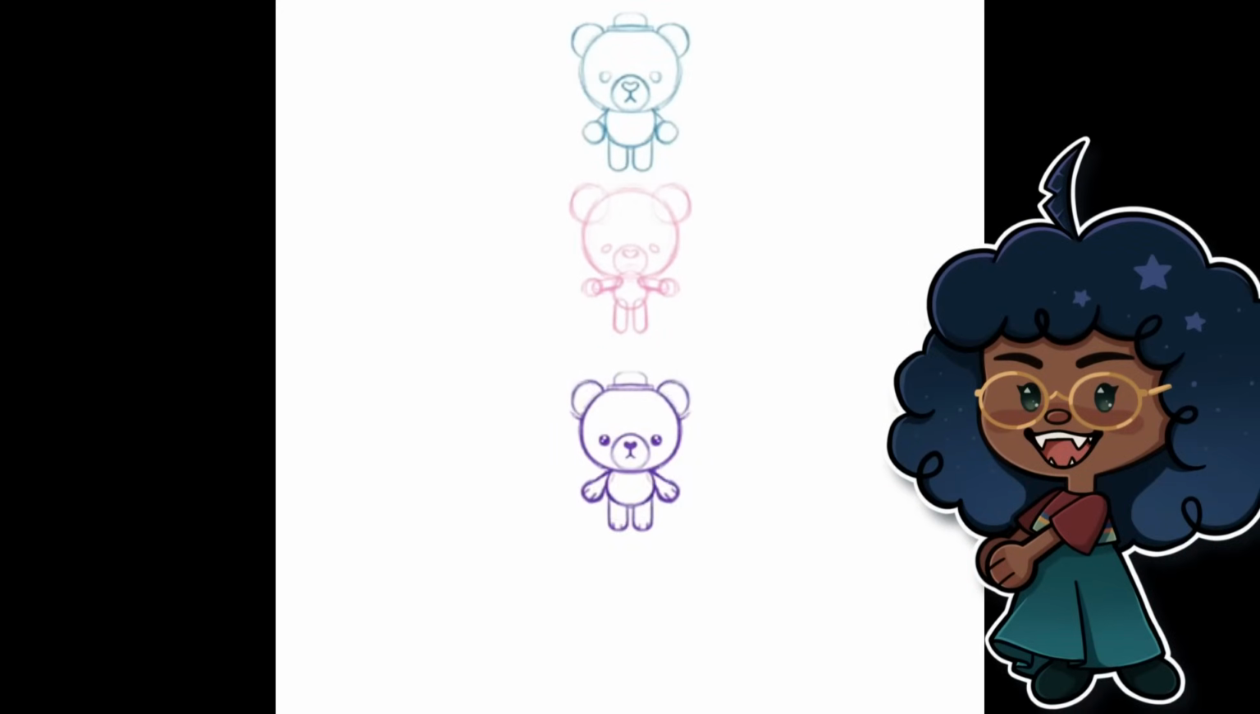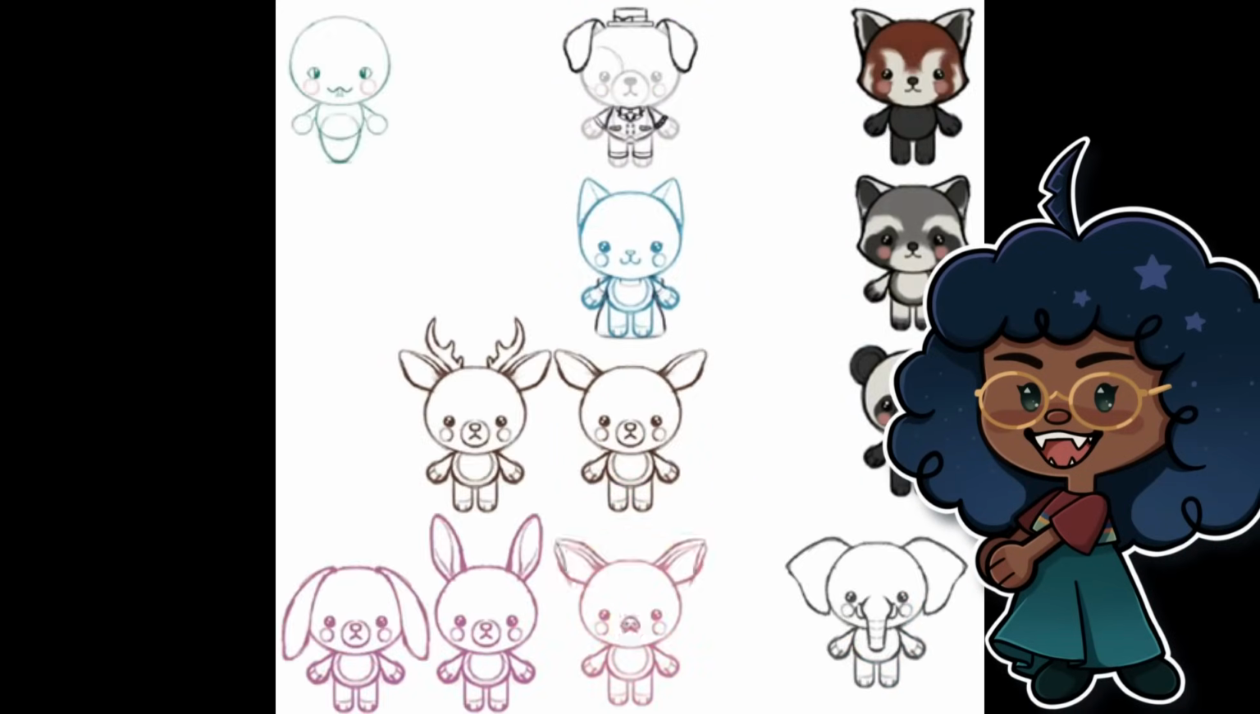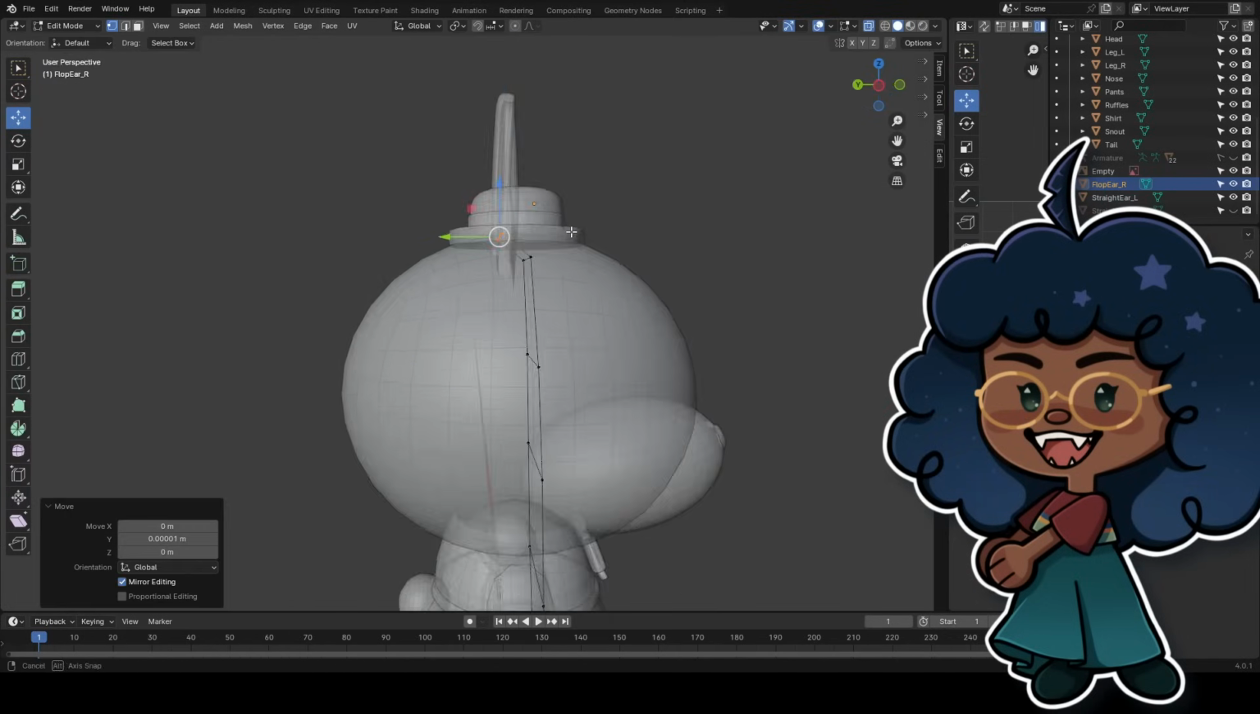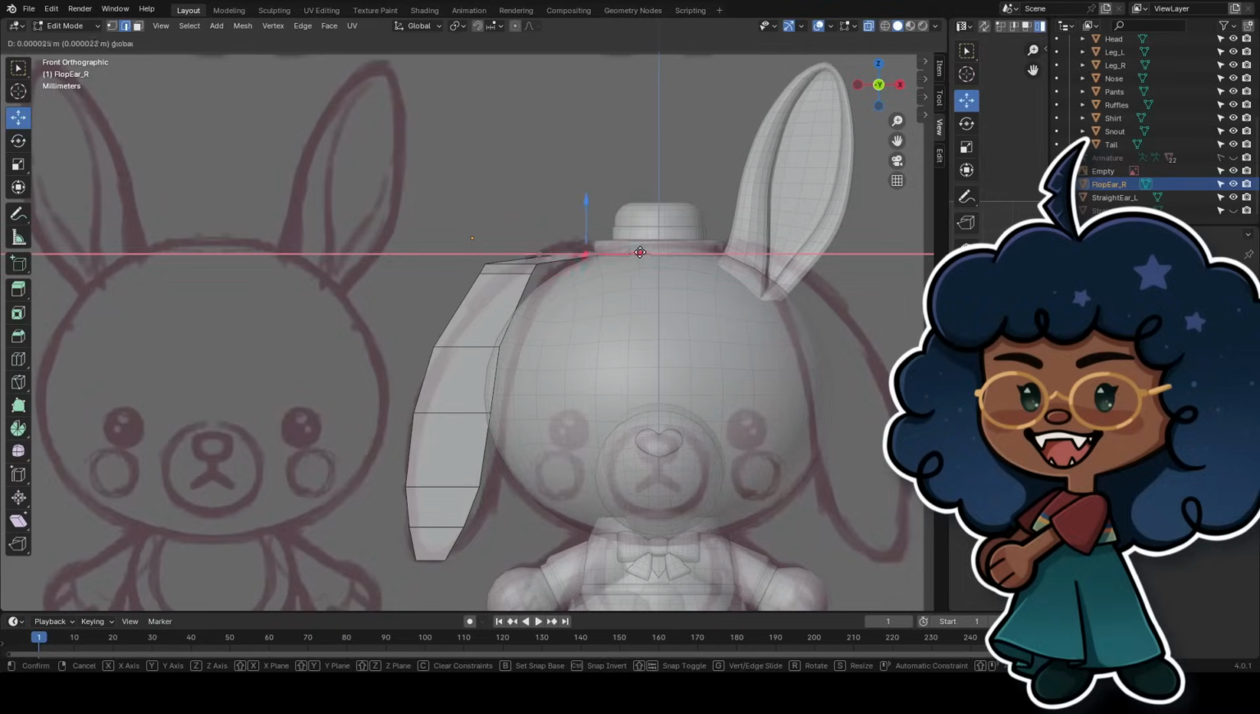I swiftly doodled some designs for passengers and got to work 3D modeling and animating. The designs were inspired by Animal Crossing and the cartoon Puka.